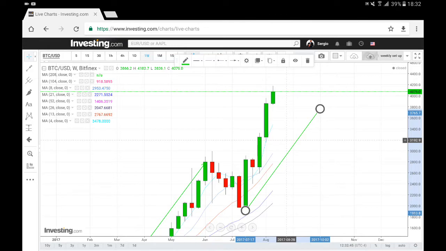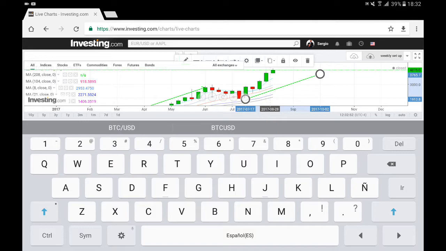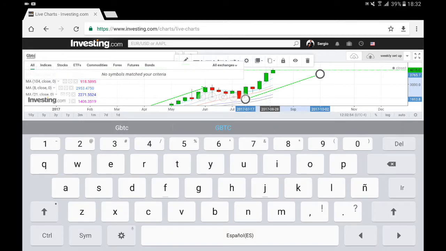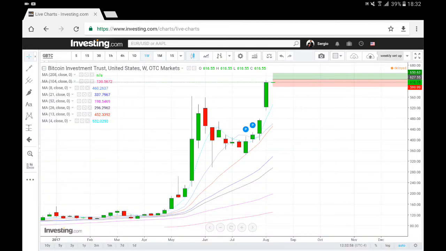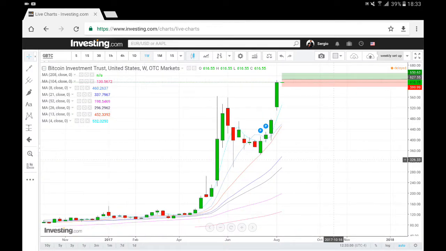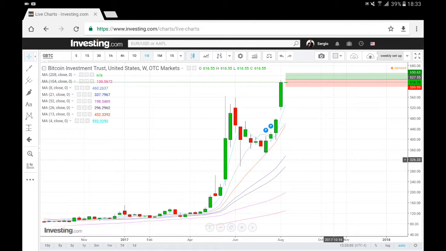So now let's move on. Let's have a look at the GBTC. And next we're going to finish with Ethereum versus the US dollar. GBTC, Bitcoin Investment Trust. So that's it. And over here, as you can see, that tracks the Bitcoin movement. So up, it's going up.